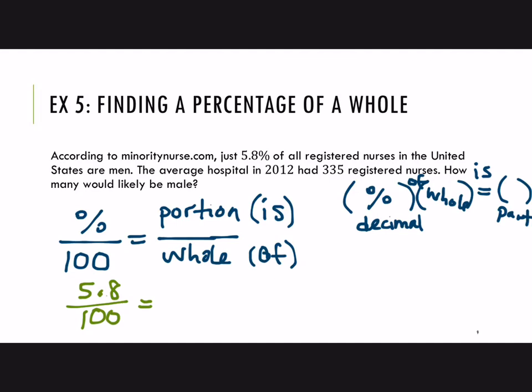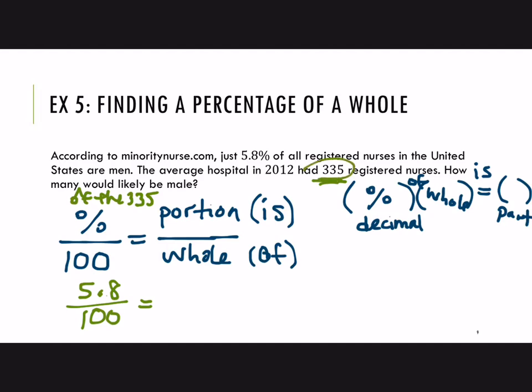And then we need the portion on the top, or if there was the word is, if we had a single statement like the previous question, that would go in the numerator. Well, we're talking about an average hospital with 335 nurses. How many would likely be male? If we rephrase this a little bit, this is kind of like asking how many of the 335, or how many out of 335 would be male.